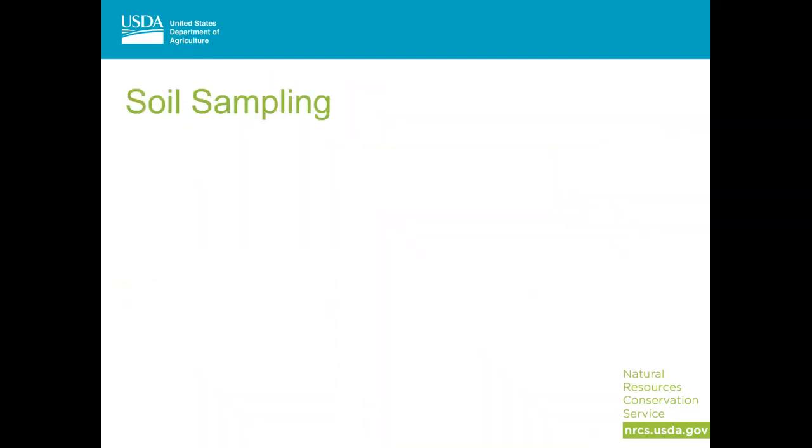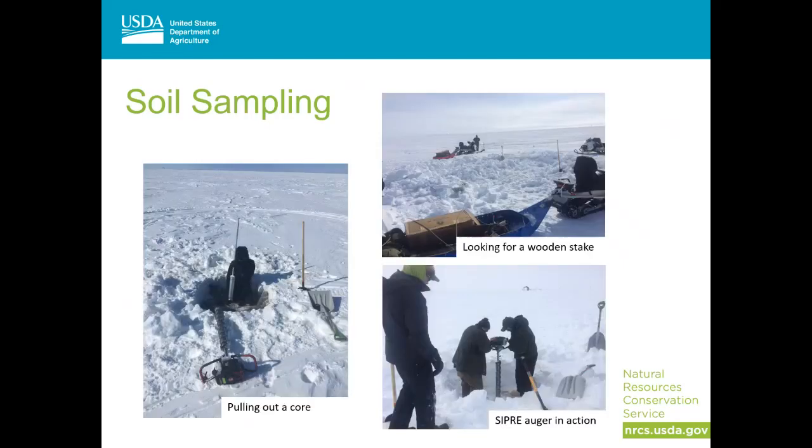Soil sampling. This work produced some unique challenges. Our predetermined sampling locations were difficult to find. We had GPS points, but they were only accurate to 10 to 15 feet. The Utqiagvik points were marked by a wooden stake buried under 2 to 4 feet of wind-packed snow.